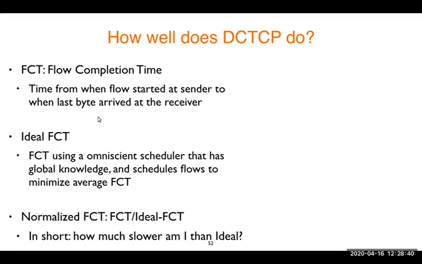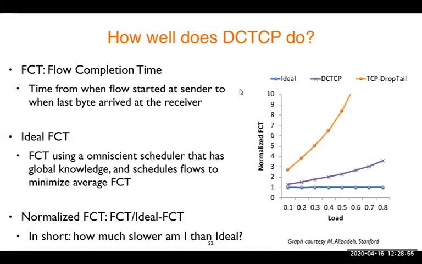Don't worry about how it gets calculated. And so the metric that DC-TCP looks at is normalized flow completion time, which is the flow completion time you achieve compared to that ideal. So a short way to think about it, a mental model, is how much slower am I than an ideal solution? And so this is the set of results that they discovered where, of course, if you're ideal, your normalized flow completion time is 1. So this graph is showing on the y-axis the normalized flow completion time, which is how much worse am I than an ideal solution. And they're showing that for increasing load on the x-axis.